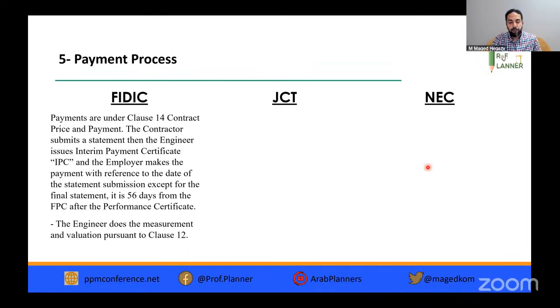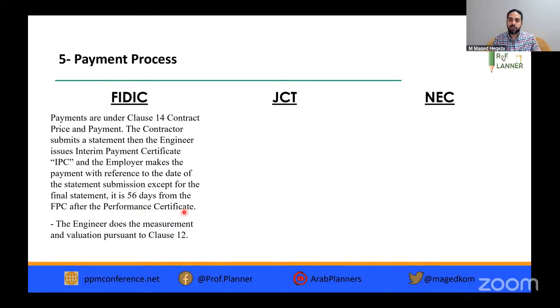Payment process. For the FIDIC, we have clause 14 for contract price and payment. The contractor submits a statement, and the engineer issues an interim payment certificate. So we have an interim payment application or statement, then we have the interim payment certificate. Then the employer makes the payment with reference to the date of the statement submission for the IPC, but for the final statement, it is 56 days from the final payment certificate after the performance certificate.